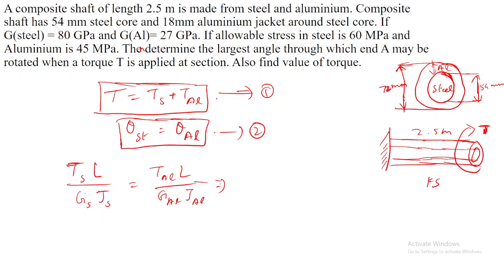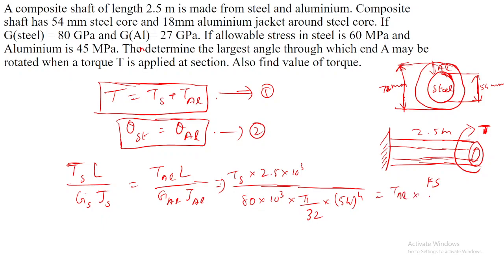Okay, so where I have left: Ts into L, that is 2.5 into 10 to the power of 3, divided by G. G value is 80 gigapascal, so 80 into 10 to the power of 3 megapascal, into the polar moment for the core, which is pi by 32 into d to the power 4, where d is 54, the whole power 4. This should be equal to T aluminum into... at last, find out the relation between Ts and TL.